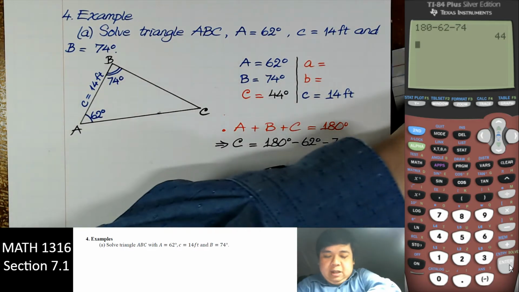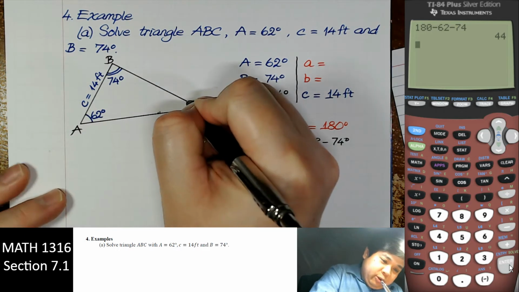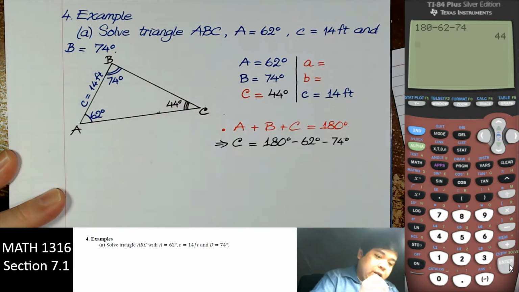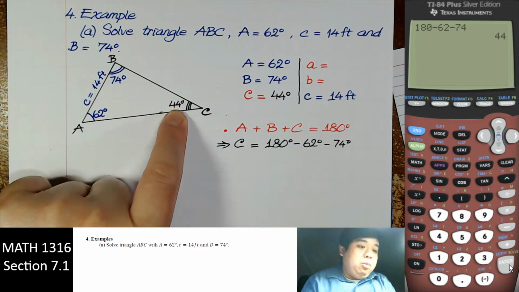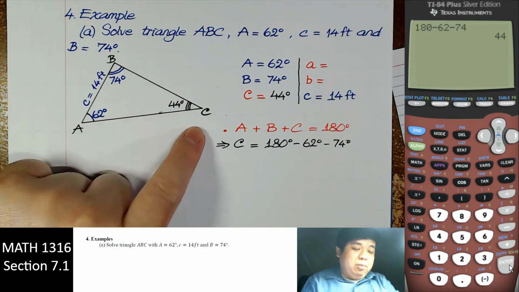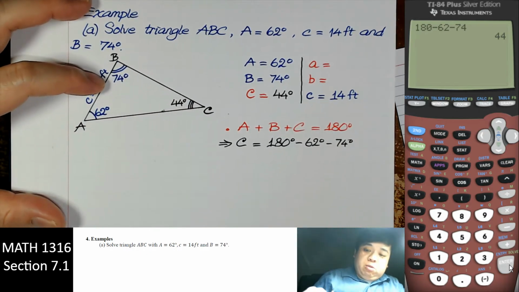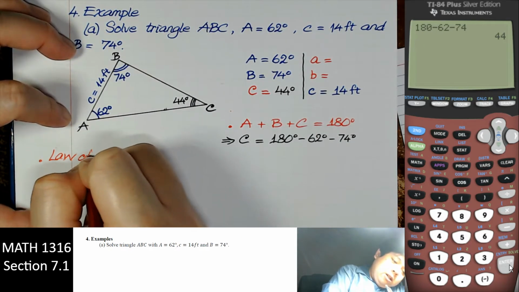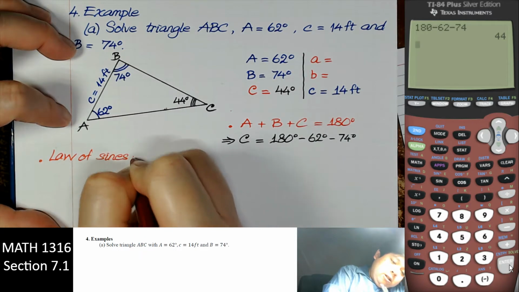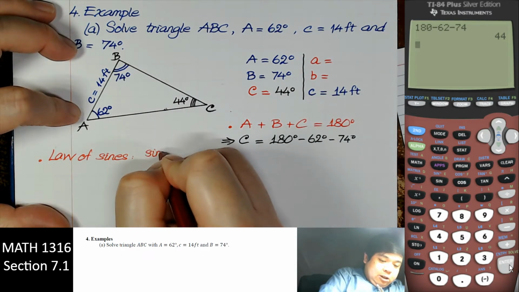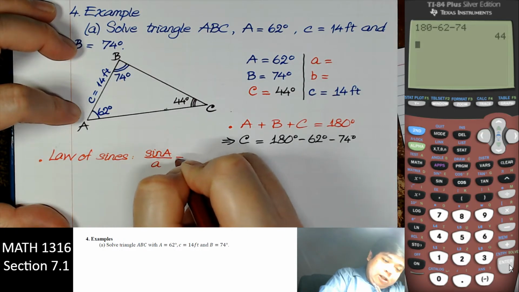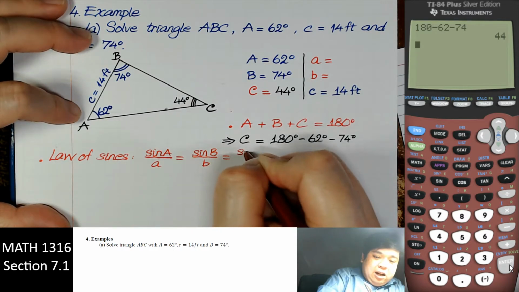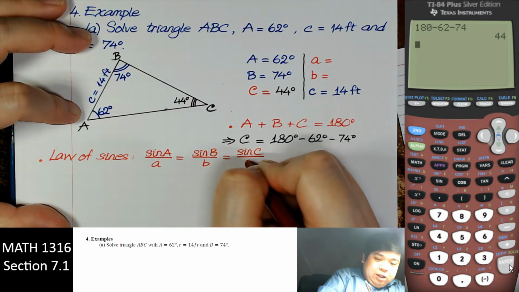Now I'm going to put 44. What we have now is an opposite angle and side, a little c and big C. That is where we know how to use the law of sines. The law of sines: sine A over little a, sine B over little b, and sine C over little c.